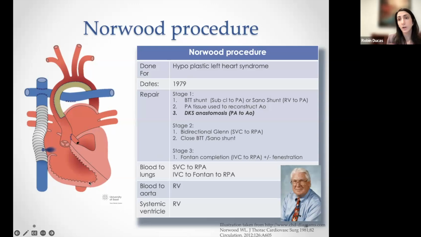But essentially, it's a Fontan procedure that has several more steps. The other important thing to image, and we'll talk about this in a moment, is imaging the arch to look for any evidence of obstruction as it is reconstructed. But in a Norwood procedure, the end result is that blood to the lungs comes from the SVC and IVC through that Fontan connection, and blood to the aorta is from the right ventricle. So not surprisingly, when you're imaging these people, making sure you get a view of the RV, the function, and the size is very helpful.